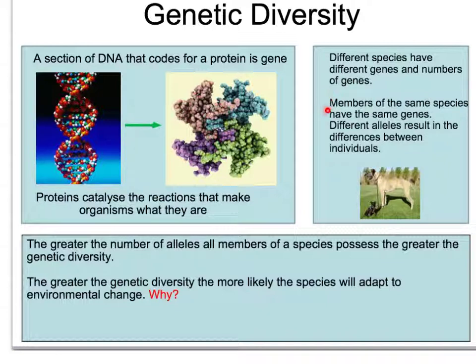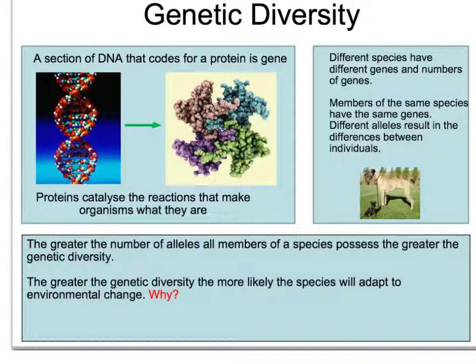Members of the same species have the same genes, but the differences within a species between individuals will be down to alleles. Now remember, alleles are different versions of the same genes. Here's a nice example. Two dogs, two members of the same species, massively different. The reason is that they've got different alleles. They'll have the same genes, but they'll have different versions of them called alleles.